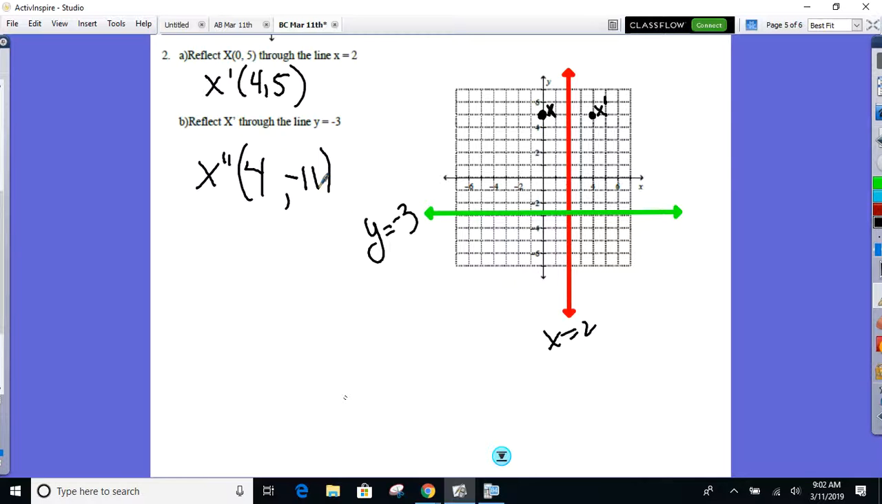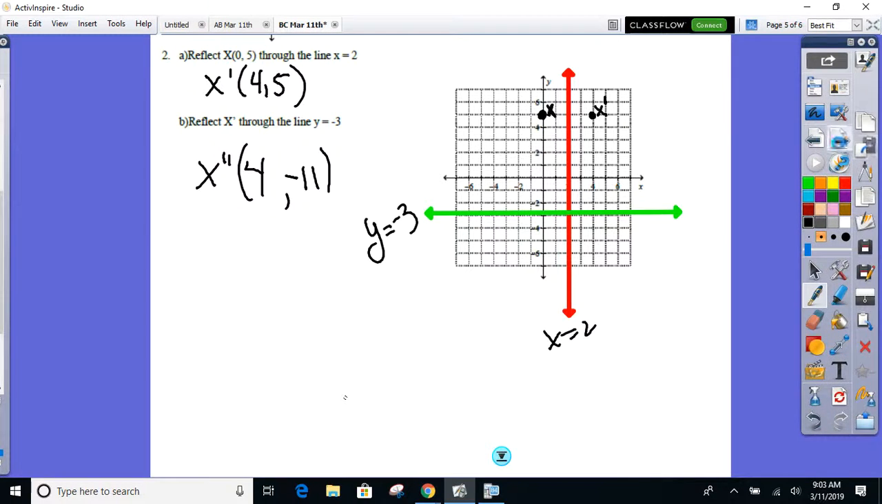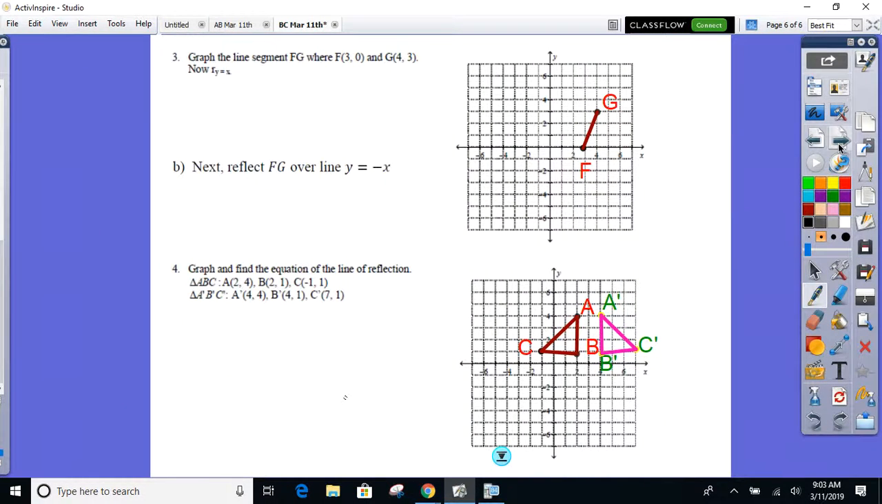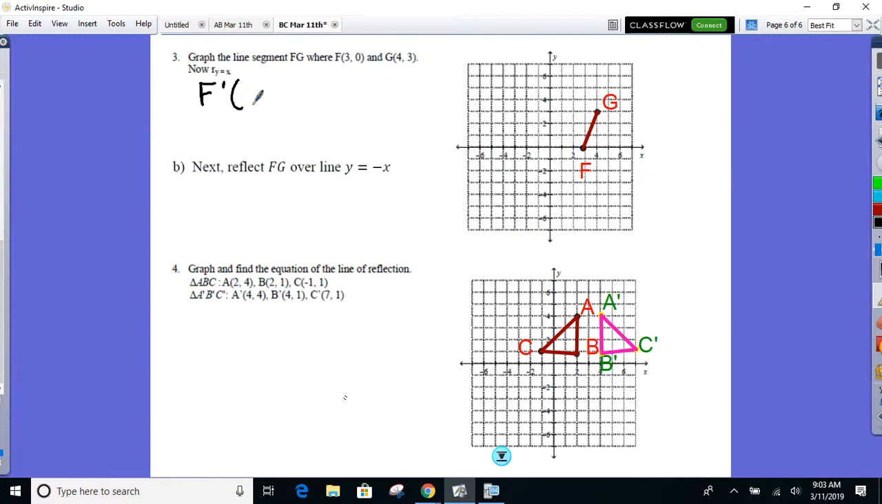Anything from you guys there? All right, FG. We just reflected a triangle. Now let's reflect a line segment. Lowercase r again, reflection.